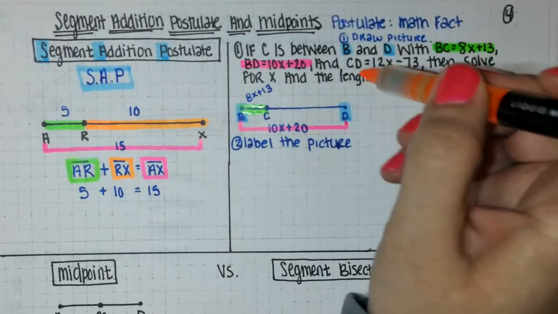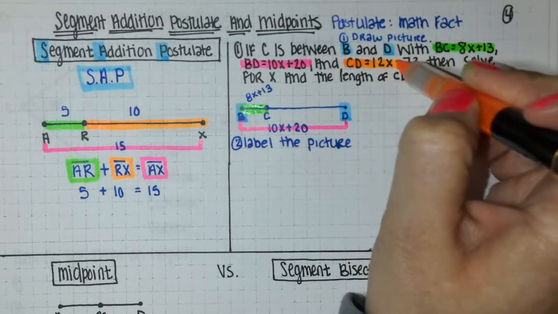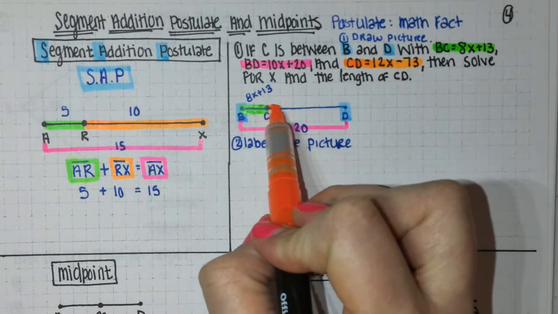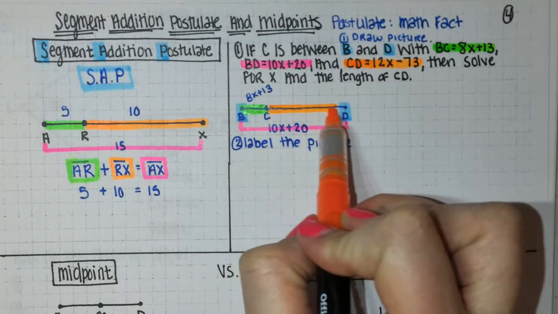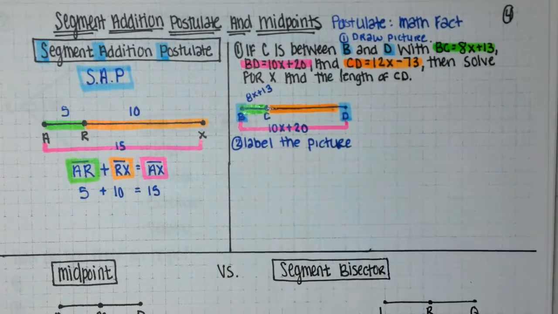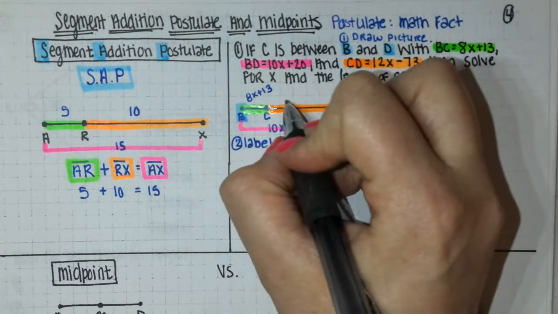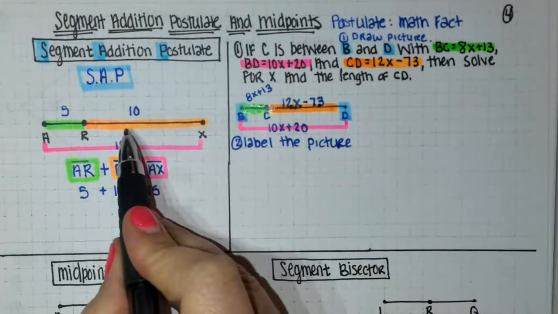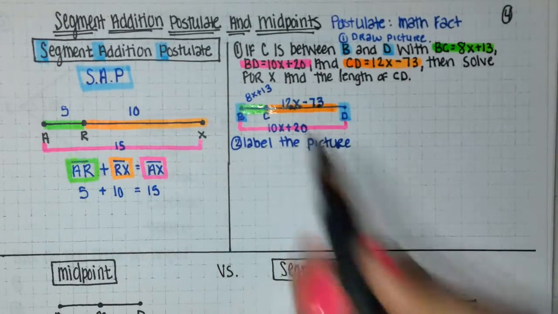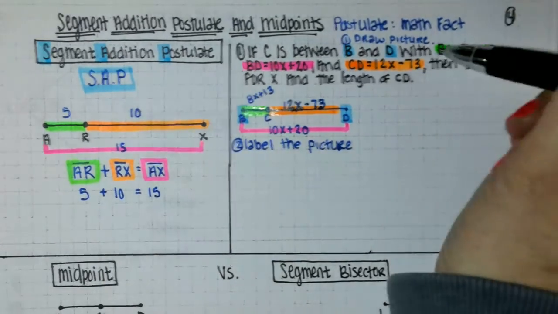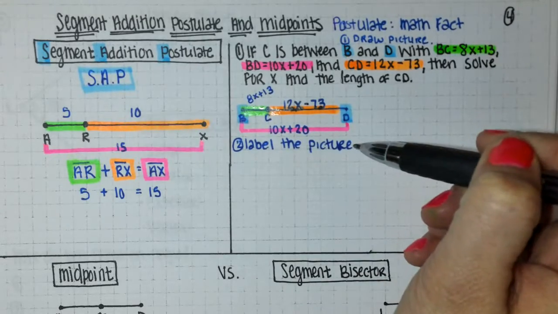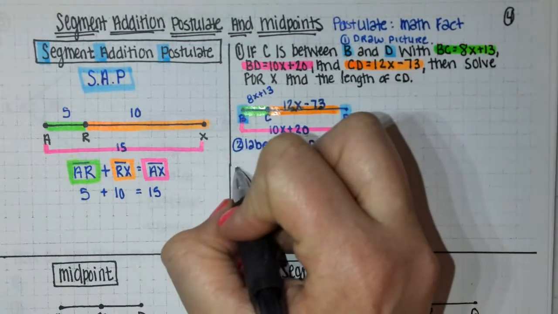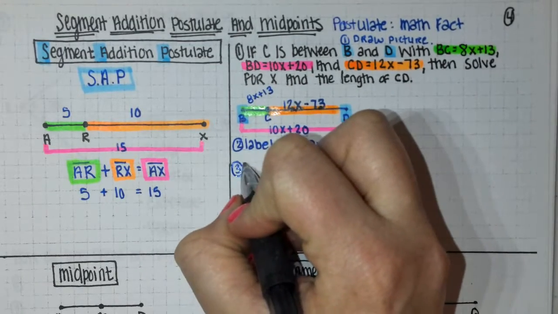And then our last piece, it says CD is equal to 12x minus 73. So to find those pieces, I'm going to go in between C and D. So in between C and D, and we're going to put its measurement, 12x minus 73. Just like over here, it said 10. Now it's 12x minus 73. So step 1, draw the picture. Step 2, label the picture. Step number 3 is to write the equation.